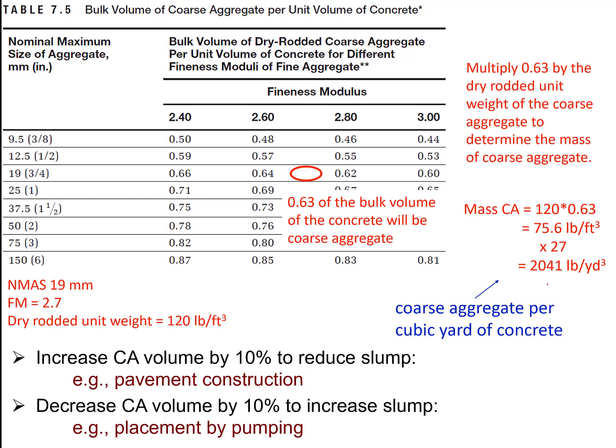The volume of coarse aggregate can be increased by 10% when less workability is required, for example, in pavement construction. And you can also decrease the volume of coarse aggregate by about 10% to increase workability. For example, if you want to do the placement by pumping, then you need to increase the slump. So you can decrease the coarse aggregate volume by about 10%.